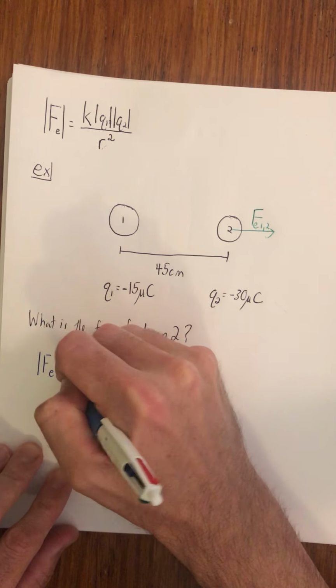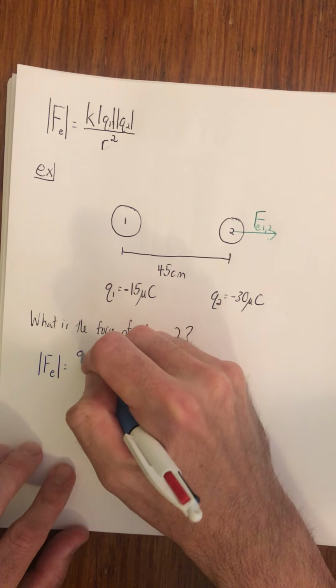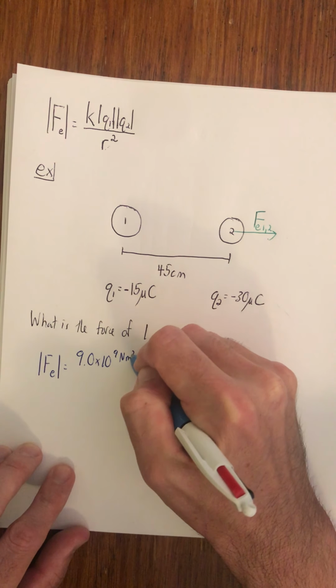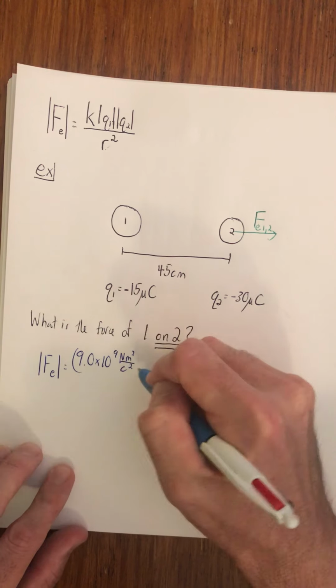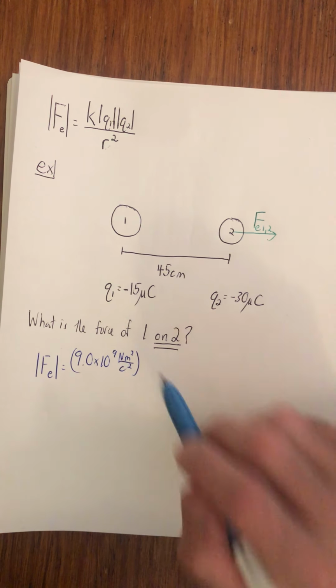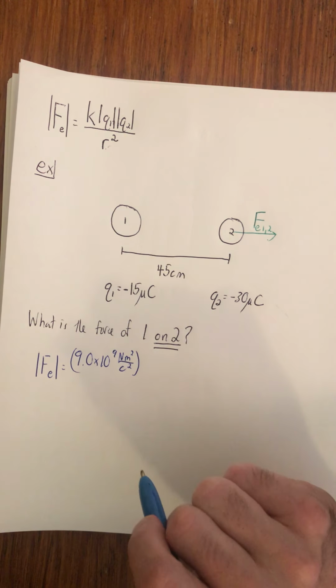So FE is equal to K, right? 9.0 times 10 to the 9th newton meters squared over coulomb squared. Remember, we're just going to use the 2 sig fig version of it. The numbers get really annoying when you use 8.99, so do we really need to be that precise? We're not building bridges here, folks. Let's just make our lives easier. But the units of this do give us a really important reminder.